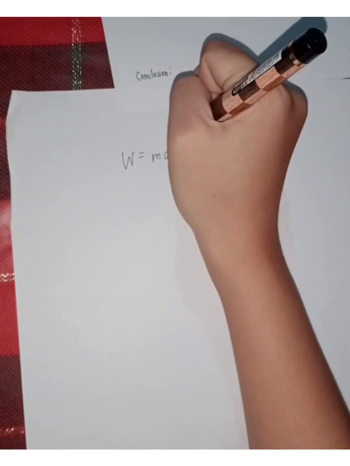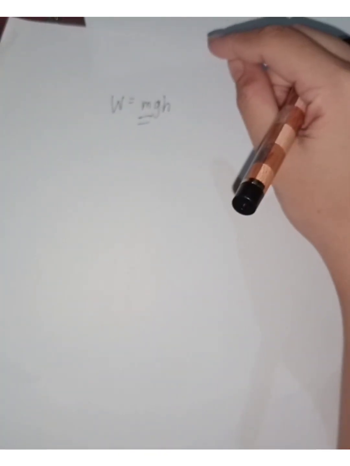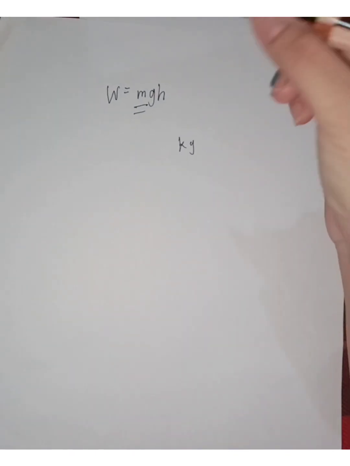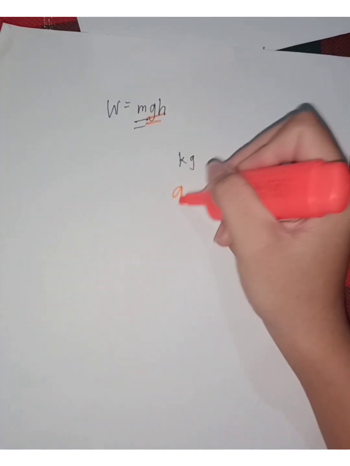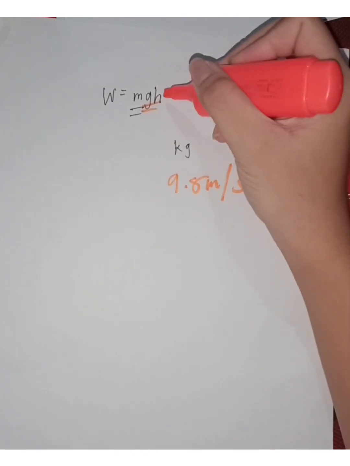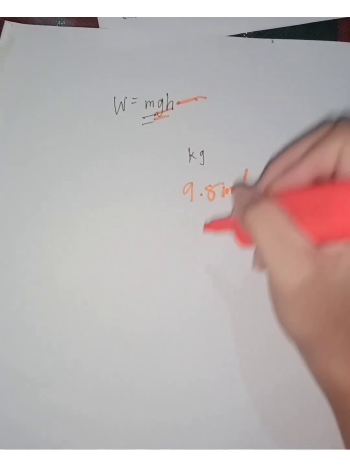If height is involved in the system, work has this formula: work is equal to mgh. M stands for mass of the object in kilograms, while g is the acceleration due to gravity, which is 9.8 meter per second squared, while h is the height in meters.